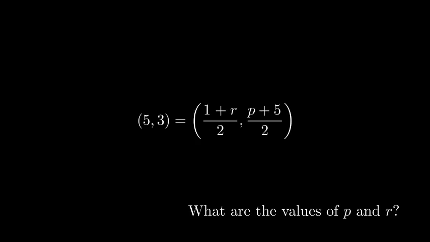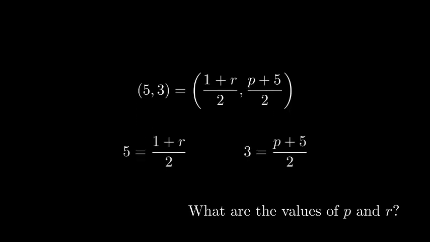So when you have one coordinate equal to another, you can think of that as two equations. One equation for the x-coordinate and one equation for the y-coordinate. So here we have that 5 is equal to (1 plus r) over 2, and that 3 is equal to (p plus 5) over 2.